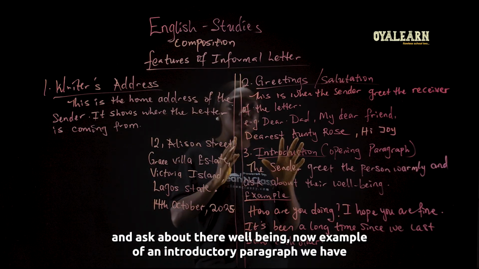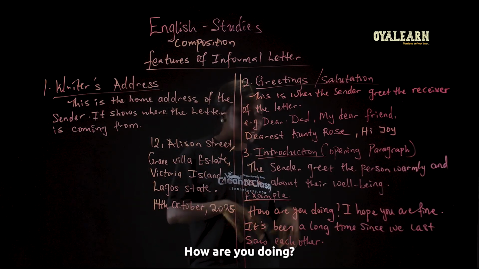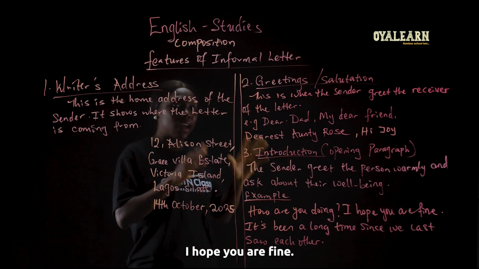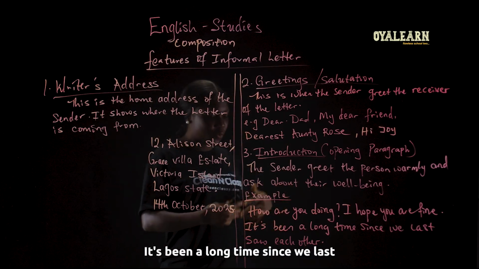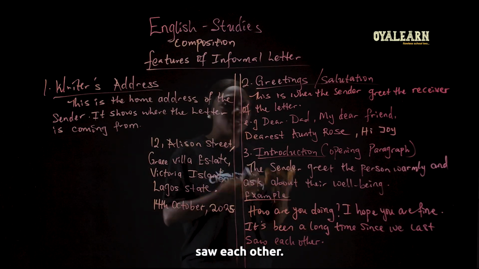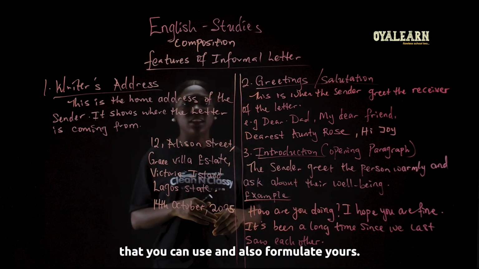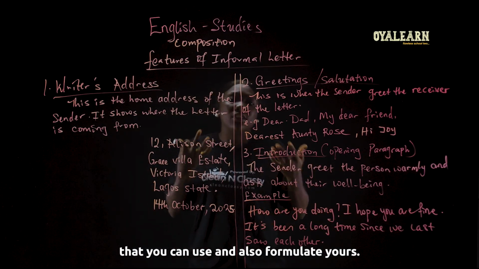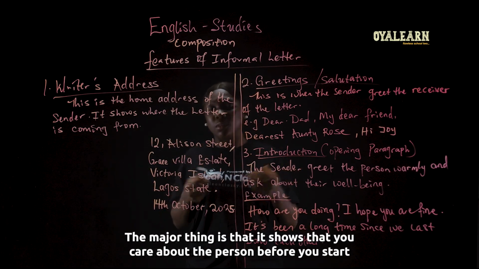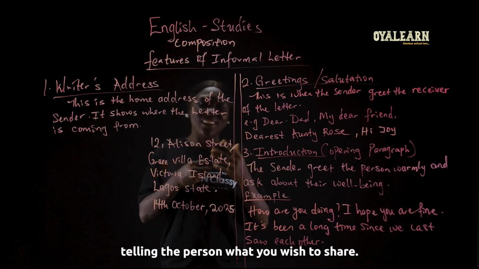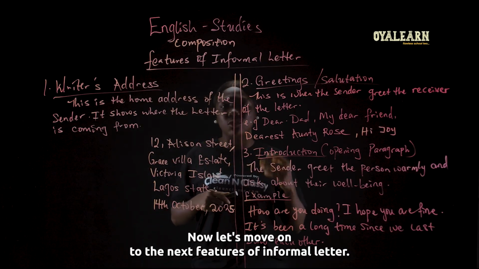Now, an example of an introductory paragraph: how are you doing? I hope you are fine. It's been a long time since we last saw each other. This is a very good introductory paragraph that you can use and also formulate yours. The major thing is that it shows that you care about the person before you start telling the person what you wish to share. Now let's move on to the next feature of an informal letter.